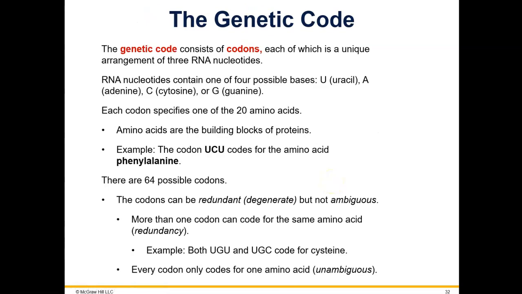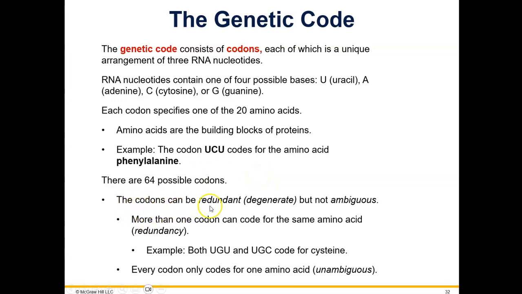All right, so the genetic code consists of codons, which are found on the messenger RNA. Three nucleotides make up a codon. Each codon is specific for one of the 20 amino acids, and we know amino acids are the building blocks of proteins. There are 64 possible codons, so that means there are more codons than amino acids.